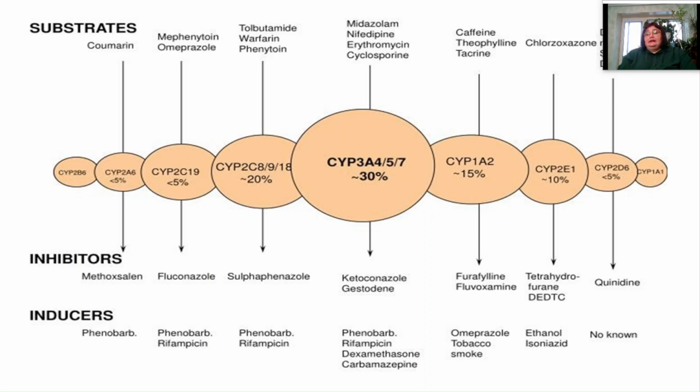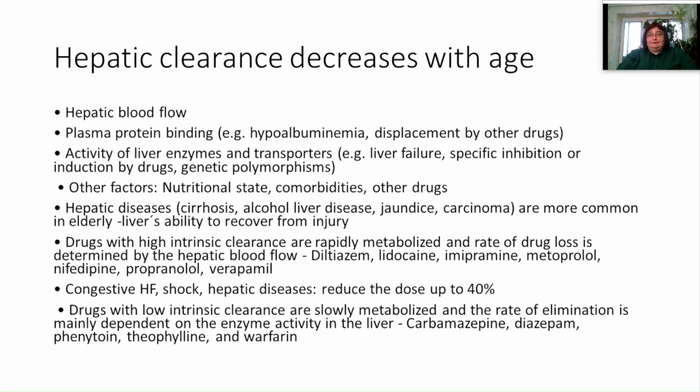And you see another group, why it's important. I will draw your attention, for example, to inducers of cytochrome 2E1, it's ethanol and isoniazid. Inducers of this cytochrome type, and inhibitors tetrahydrofuran, DDBTC, and the substrate is chlorzoxazone. What's going on with hepatic clearance with age?